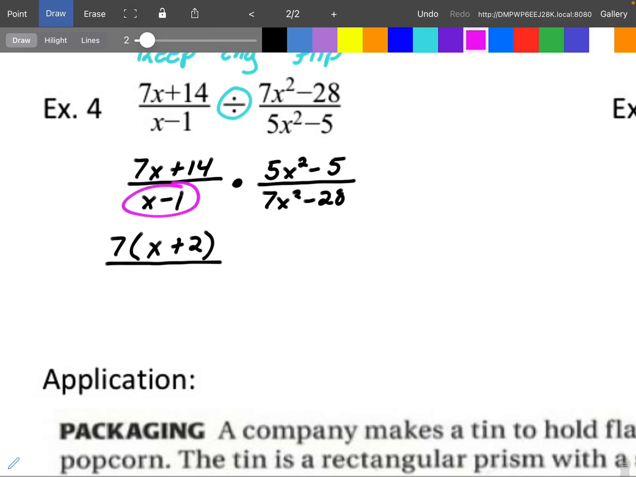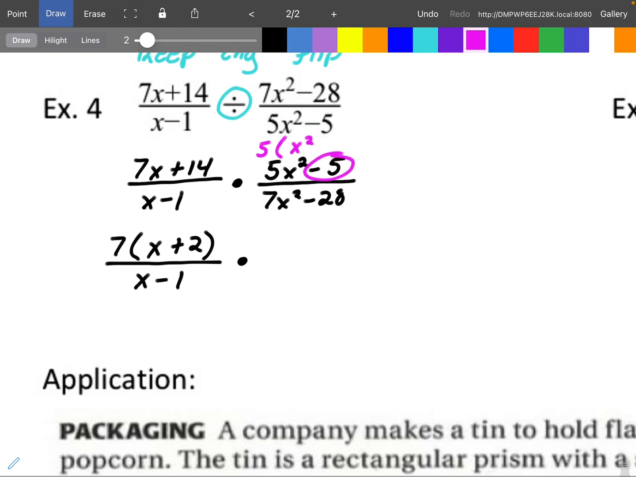Now the denominator of that fraction is x minus 1. That can't be factored, so we're just going to bring it down the way it is. Then we have our multiplication. And now we're going to look at the numerator for our second fraction. It is x squared, so there is a possibility of doing actual factoring, but I have to notice first that there is a greatest common factor. Both of those terms can be divided by 5, so I need to do that first. So I'm going to factor out my 5, and then 5x squared divided by 5 would give me x squared.